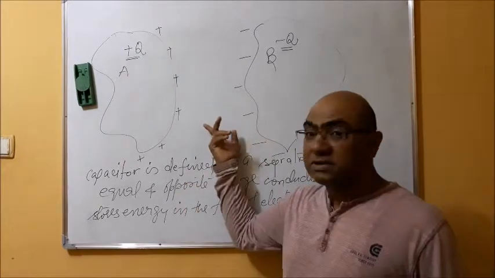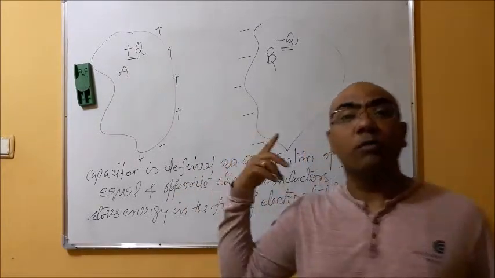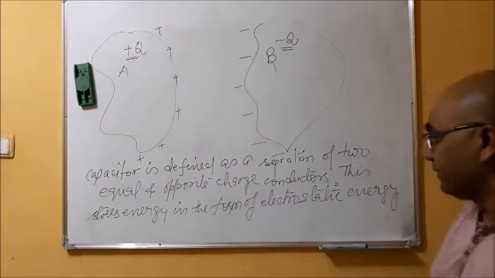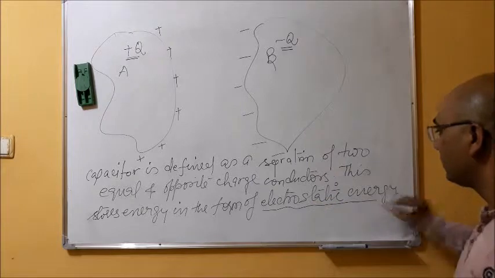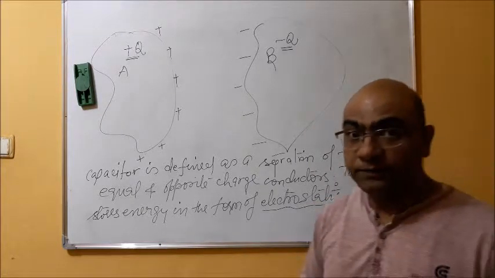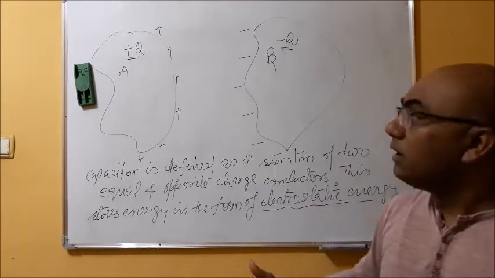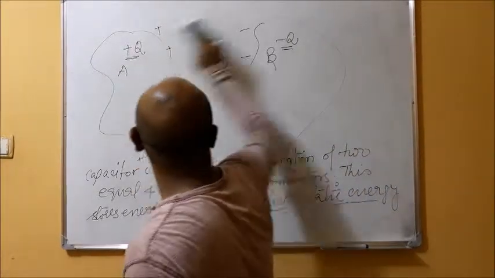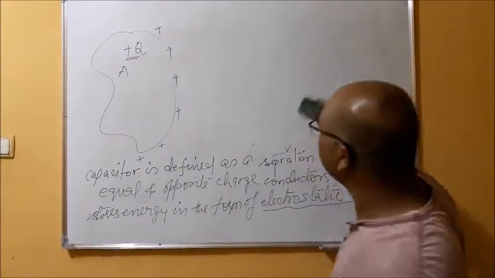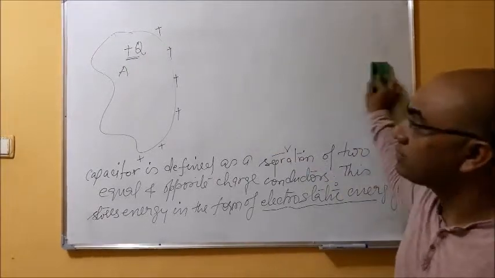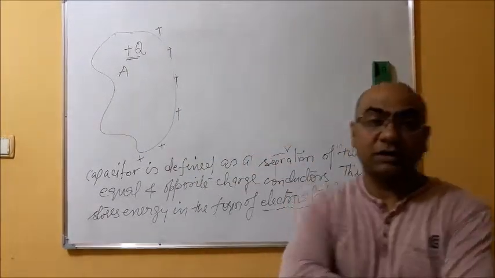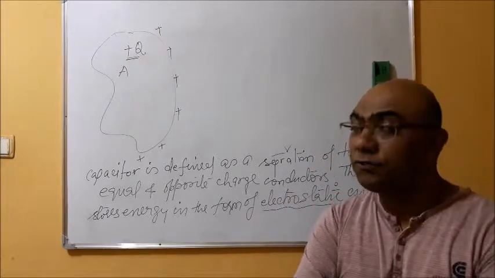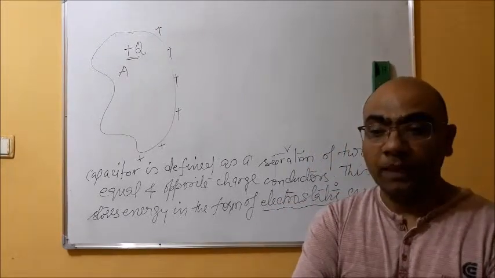And in this capacitor, the energy is stored in the form of electrostatic energy. Electrostatic energy, right? Now, if I am saying that if we have only one conductor, does it form a capacitor? If I am having only one conductor A with plus Q charge on it, will it form a capacitor?